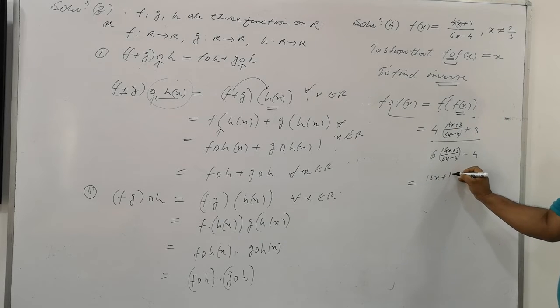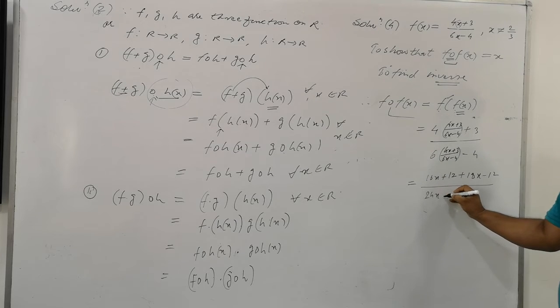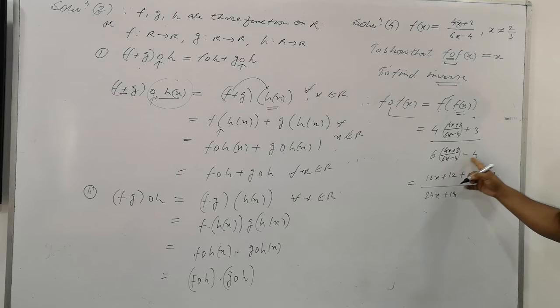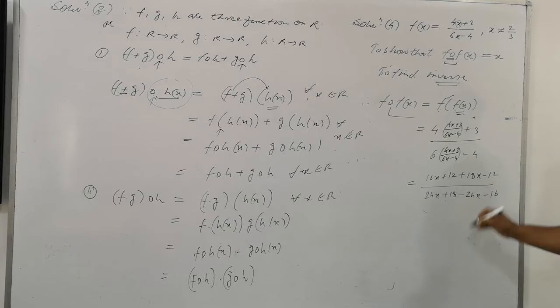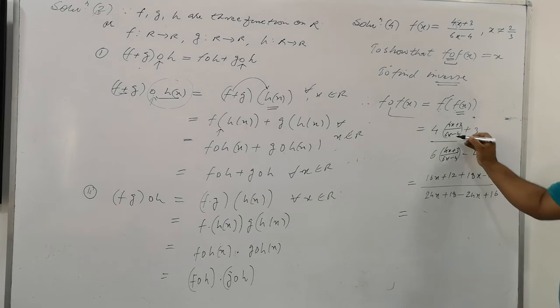16x plus 12, and this goes here what? 12, and 18x minus 12 divided by this. Okay, and 6 4s are 24x plus 18, and also to be minus 24x and minus 16. Clear? What is coming this? And the denominator is the same there.